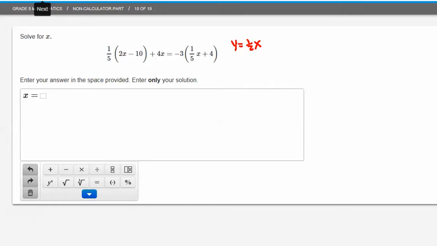And this is not a fill-in-the-blank option. This is one that I have to type out. And it tells me to enter your answer in the space provided and enter only your solution. All right. Is it asking me to show my work? No. It says only enter your answer.